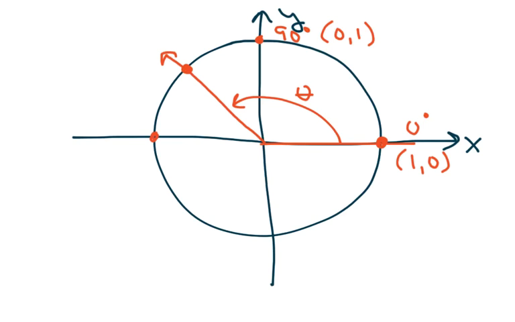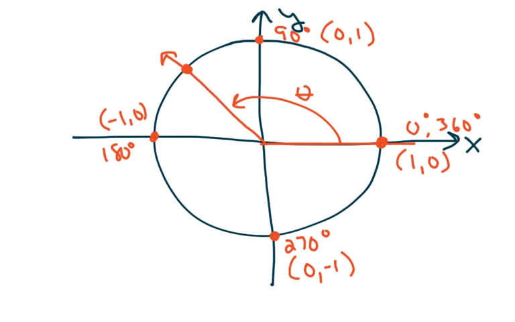At 180 degrees, this is the ordered pair negative 1, 0. At 270 degrees, this is the ordered pair 0, negative 1. And then we're back at 360 degrees, whose angle hits the unit circle at 1, comma 0.